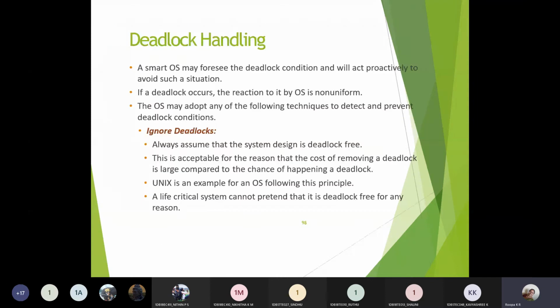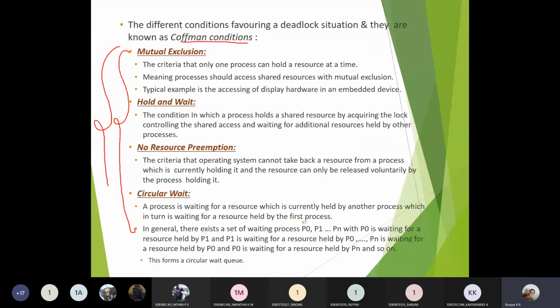Next we will see how to overcome it, but first we will see this deadlock occurrence. The 4 conditions favoring the deadlock situation are mutual exclusion, hold and wait, no resource preemption, and circular wait. The first one is mutual exclusion, the criterion that only one process can hold a resource at a time.